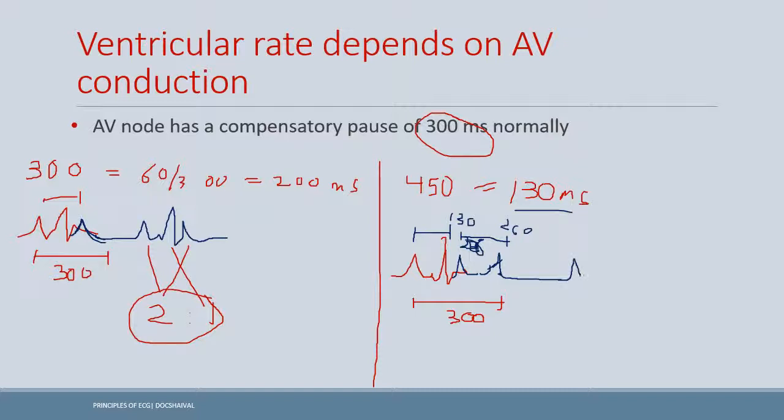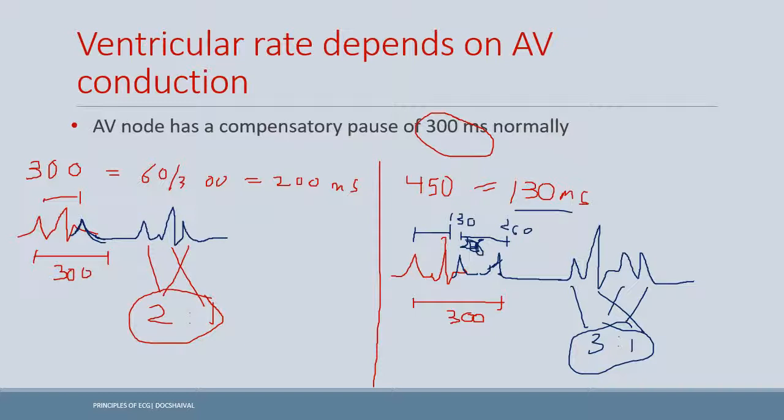Let me draw it again. We have P wave, then we have our QRS complex, then again a P wave, then again a P wave, and then following the same. So 1, 2, 3, 3 is to 1. Okay, now this is 3:1 ratio. So very high to be aware of.